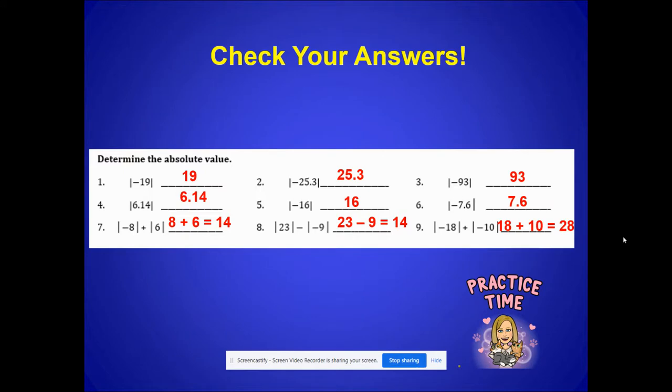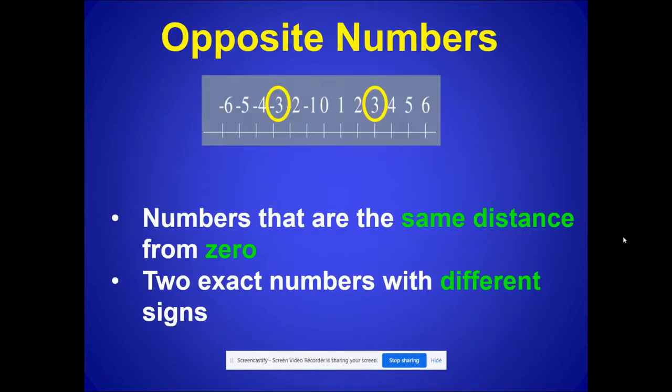Now we're ready to move on to part 2 of our lesson. Opposite numbers. These are numbers that are the same distance from 0. They are two exact numbers with different signs. Right here we have a positive 3 and a negative 3. They are opposite from each other. They're both the same distance from 0, and they also have opposite signs.